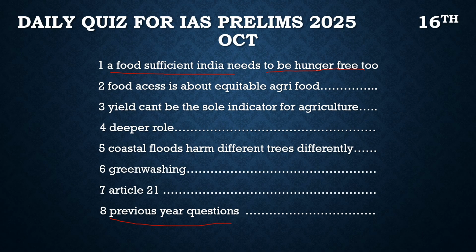So you need to know that. Maybe they can ask you in the UPSC exam, or even if you are studying for the state civil services or other exams, such questions may be asked. What was the theme of this year's World Food Day? So you should know that.